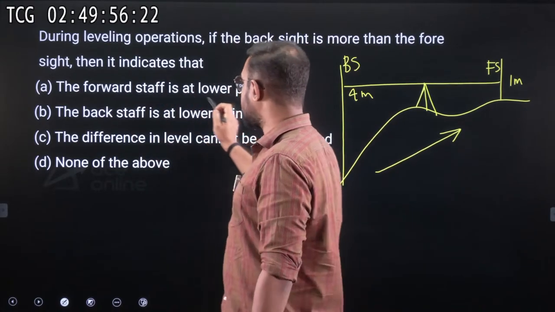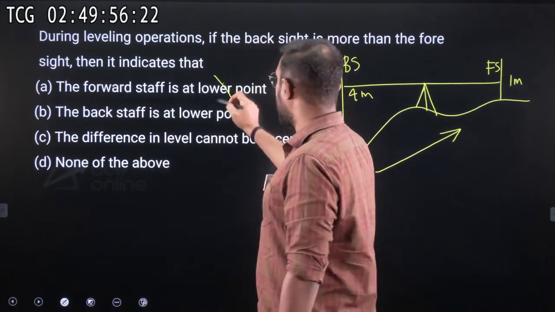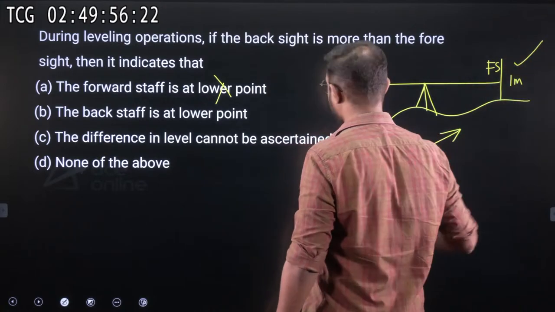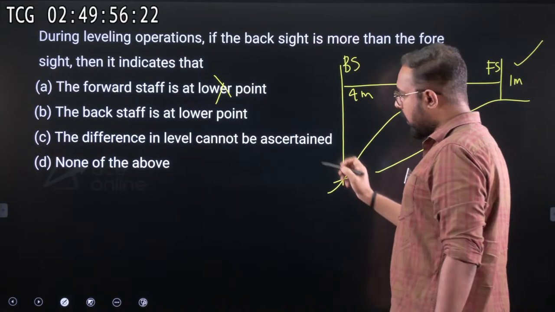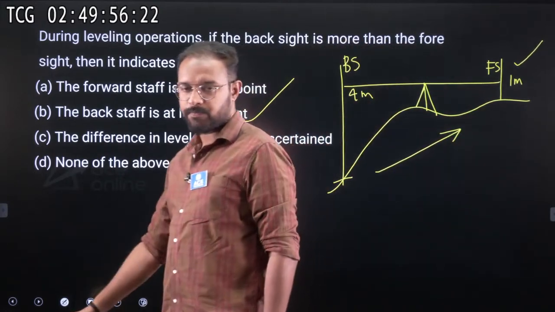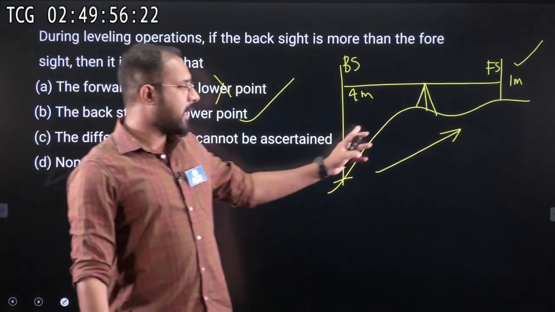Option Judandi, forward staff is at a lower point, wrong. Forward staff is at a higher point. Back staff is lower point. The staff behind is lower. Absolutely correct. Yes. Okay. So remember, backside and foreside.